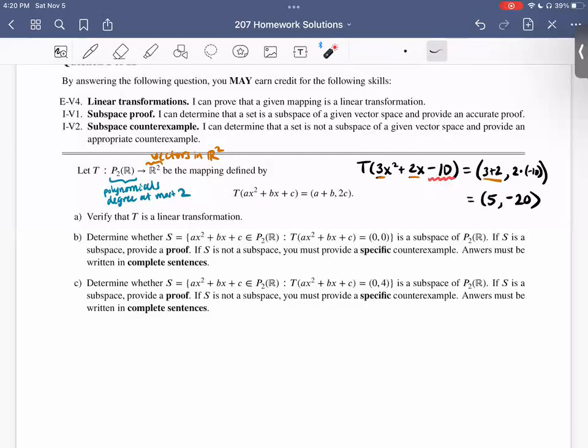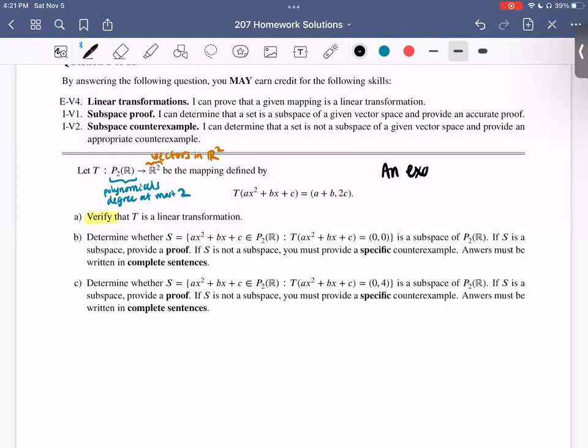Now the question is to verify that this is a linear transformation. The word verify means that it is going to work. And if you read the explanation of the standard, it says, I can prove that a given mapping is a linear transformation. So that's what we're trying to show. Let me get rid of this example because an example is not a proof. Let me write that down. An example is not a proof. You can use examples to help you get a handle on what's going on or get a sense of how something is working, but it is not a proof. I'm going to keep that on here because I think some people are still getting confused by that.